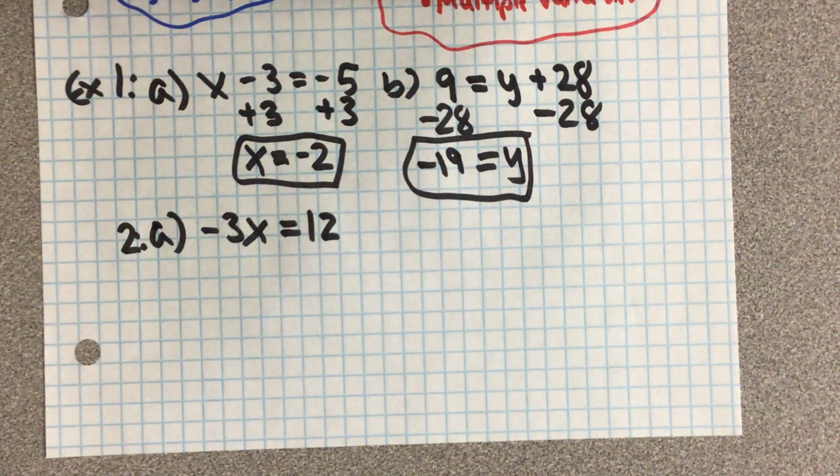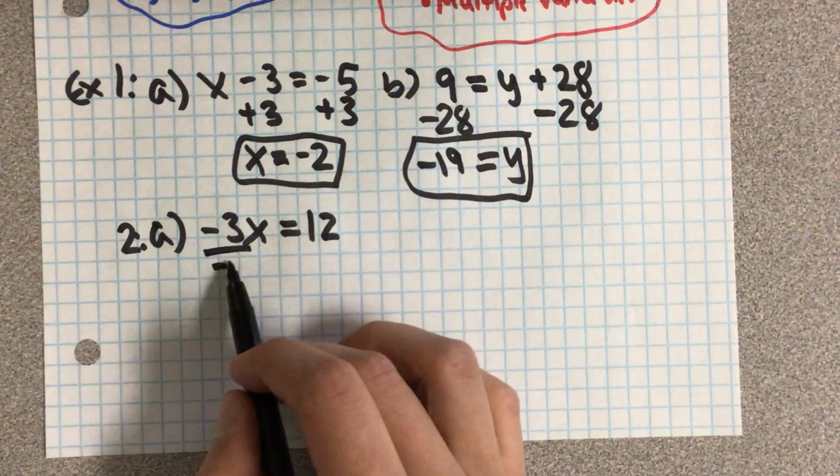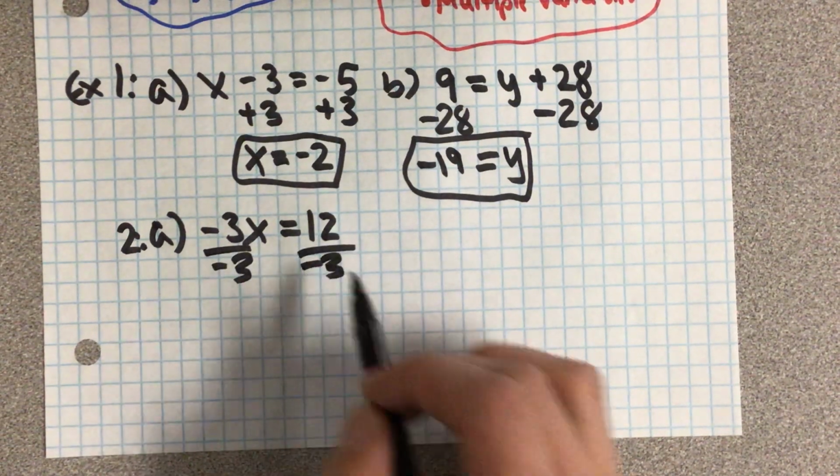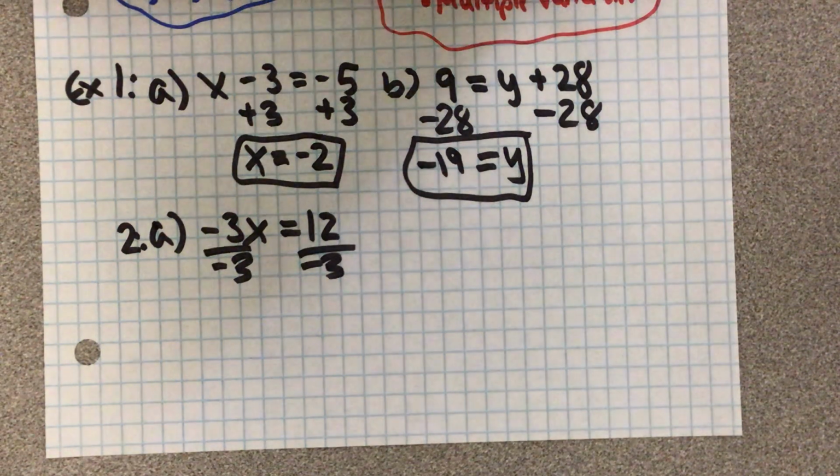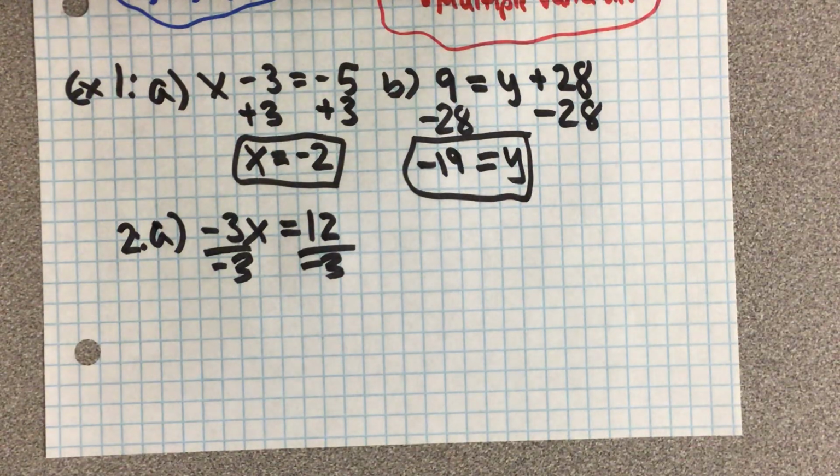In this case, what this means is that we need to do a division operation here in order to undo the negative 3. So we need to divide both sides by negative 3. Take a moment to consider what the solution to 12 divided by negative 3 will be.